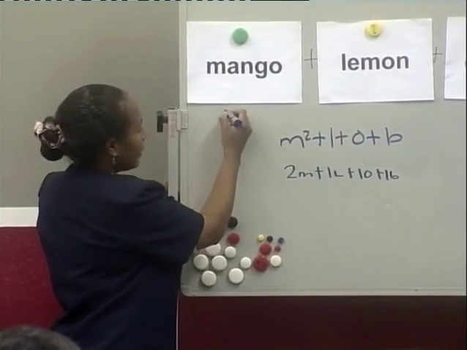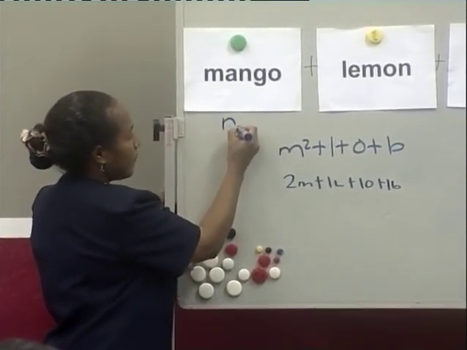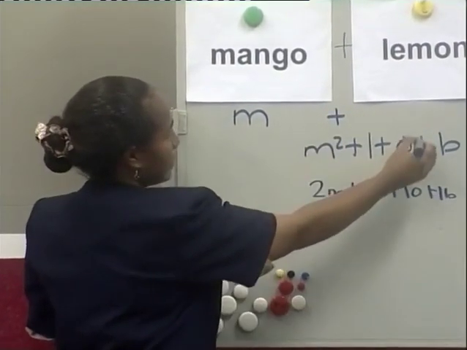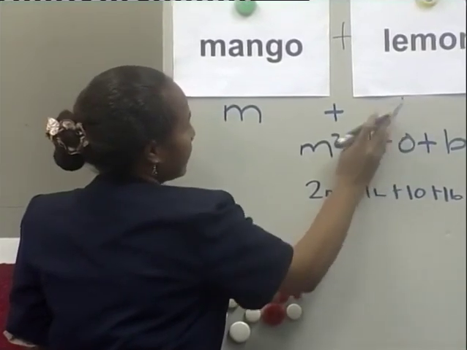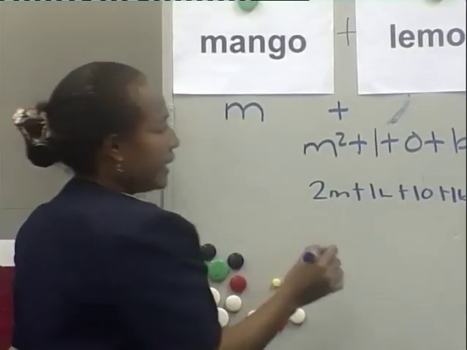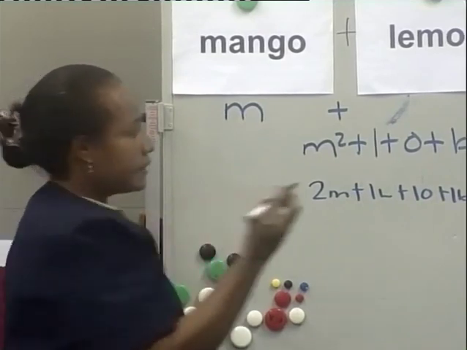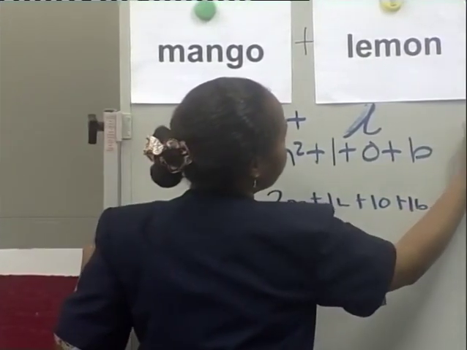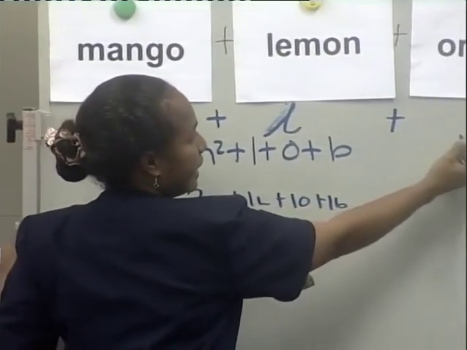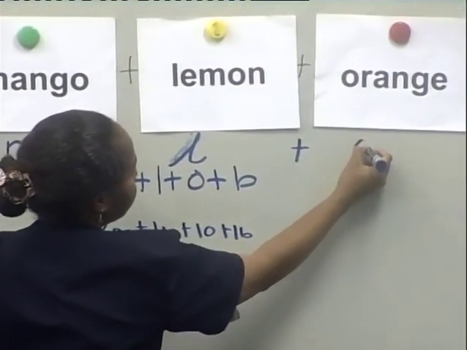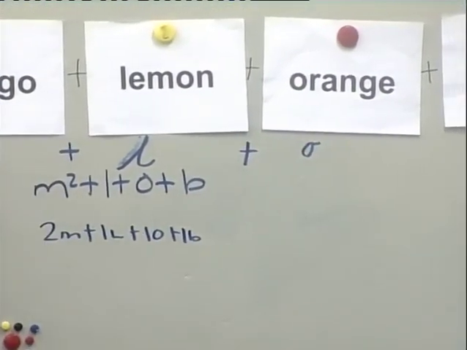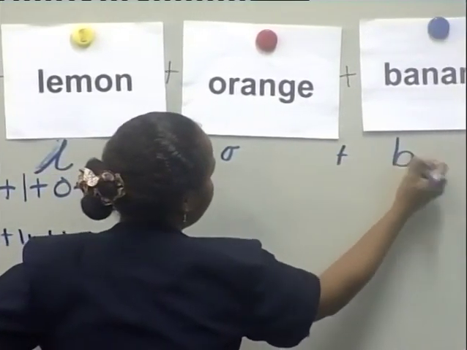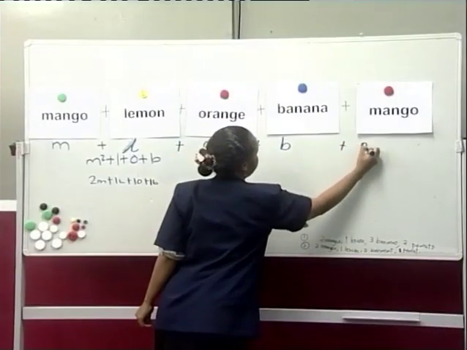Mango, if I'm using pronumerals, I will put M. M for mango, one mango, plus L. Let me use cursive because L will look like number 1. So let me use cursive, something like that. L plus, what do I write here? O, good. So I will use cursive again because O may look like 0. Plus B, is that okay? Yes, and plus M.